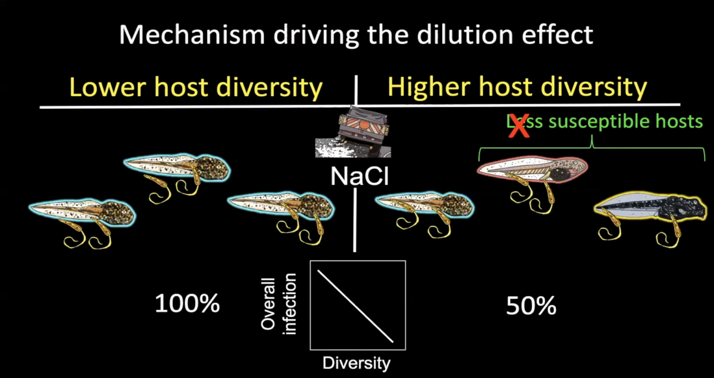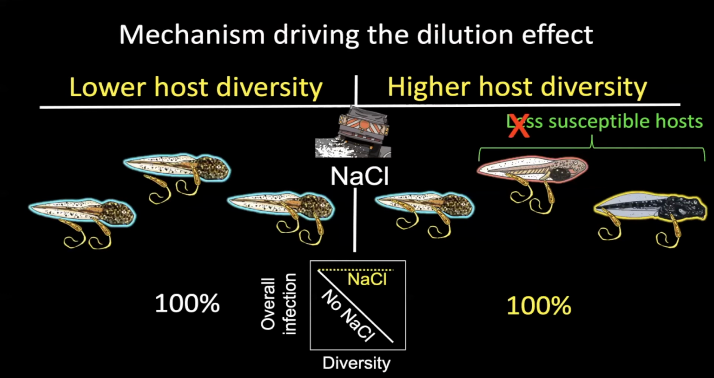In this situation, we see that despite having higher host diversity, these communities no longer have reduced infection because the less susceptible host became more susceptible. And so it may look something like this on the figure. In the presence of salt, we no longer see that dilution effect. In the absence of salt, we do see the dilution effect.